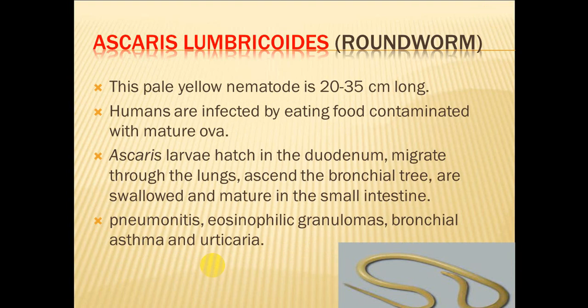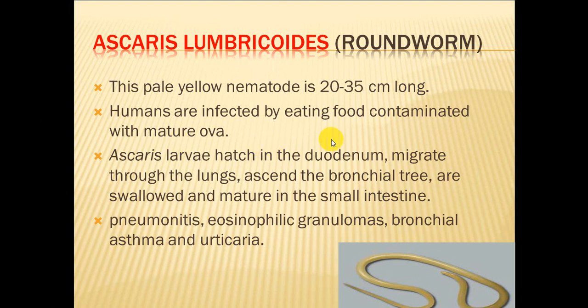Let us talk about the third worm seen in clinical practice, usually seen by surgeons mainly. Why? Because of constant obstruction. Roundworm, Ascaris lumbricoides. The pale yellow nematode is about 20 to 35 centimeters, so it is very long.